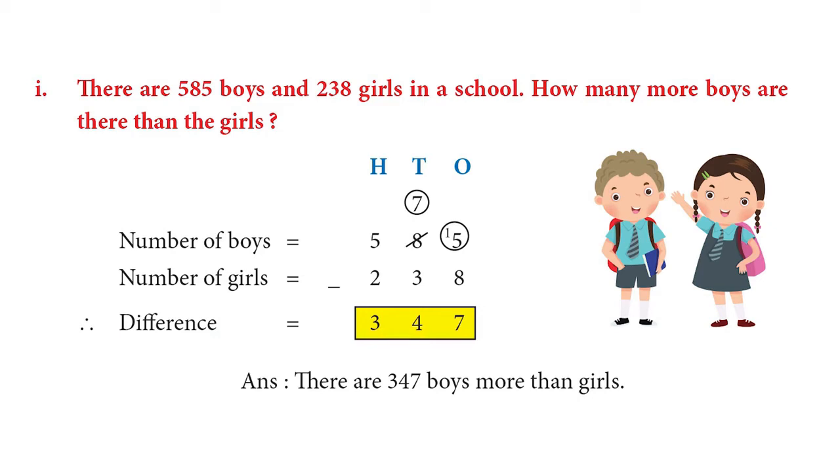There are 585 boys and 238 girls in a school. How many more boys are there than girls? So when you subtract the subtrahend from the minuend, you will get the difference. So 585 minus 238, you will get the difference: 347 boys more than girls.